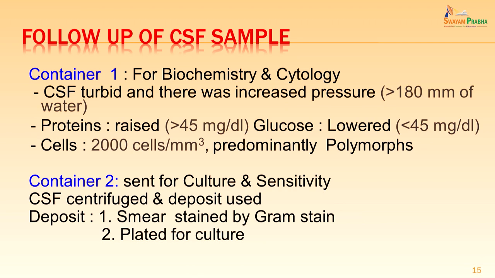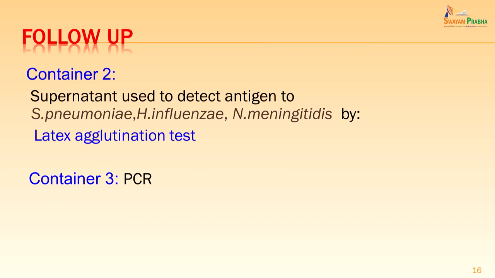The CSF in container 2 was centrifuged and the deposit was used for smear, which was stained by Gram stain and plated for culture. The supernatant from this was used to detect antigens by using a rapid diagnostic test such as the latex agglutination test, which can confirm a diagnosis of Streptococcus pneumoniae, H influenzae or Neisseria meningitidis on the CSF sample directly within a few minutes. Container 3 was kept in reserve for performing a polymerase chain reaction or PCR to detect the molecular genes of the bacteria which could be infecting the CSF.